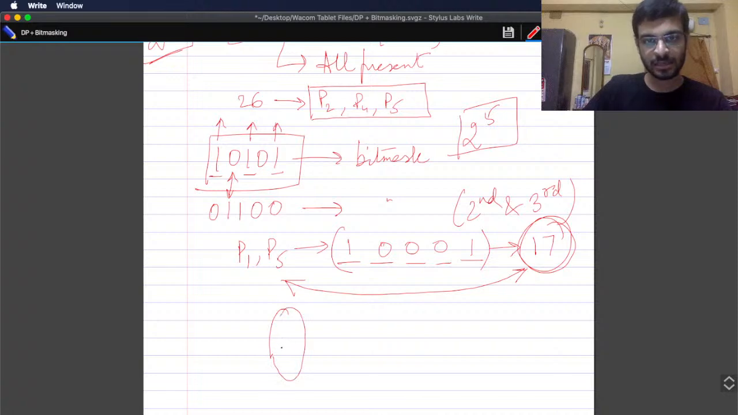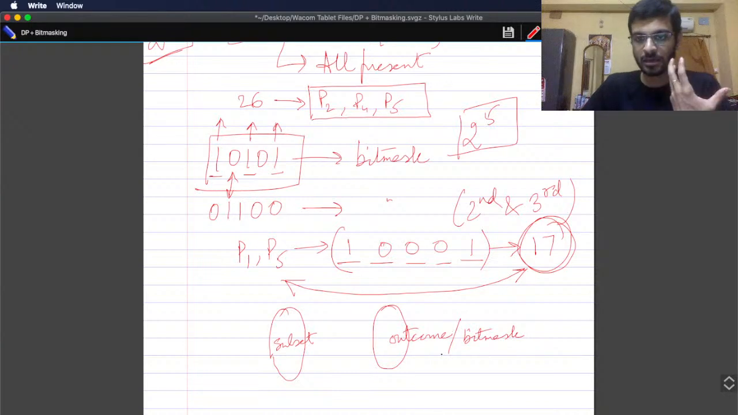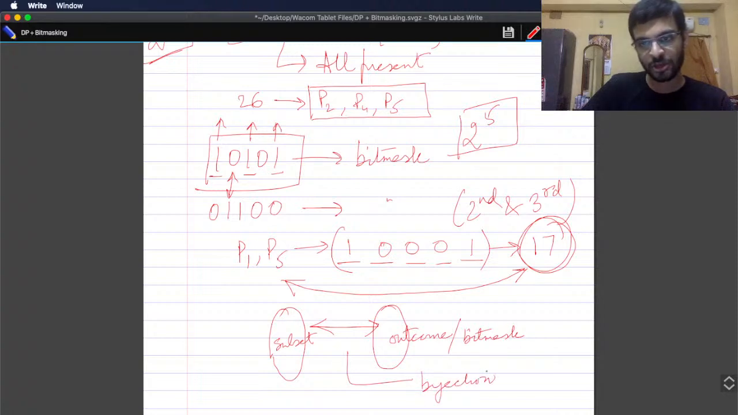This is basically the subset, and this is the outcome or the bit mask. So we are basically showing that there is a one-to-one mapping between them, or you can say a bijection. So there is a bijection between them. I don't know how to represent it, but anyway, there is this kind of relationship, which is a bijection between them. You remember what a bijection is? It has to be one-one and onto.